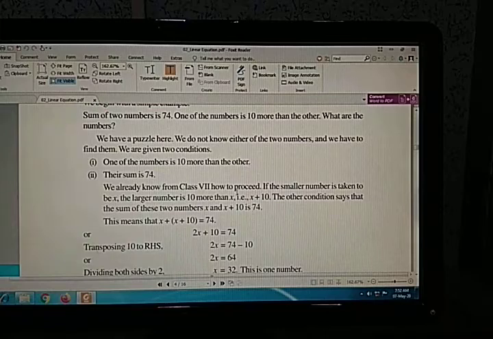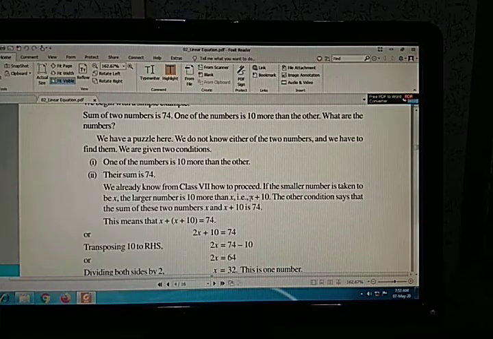Since we are given that one of the numbers is 10 times more than the other number, let us first of all consider that the smaller number be x. Here we will be considering only one variable, because this whole chapter is about linear equation in one variable. We will not be using other variables. So let us consider the smallest number to be x. And we are also given that the other number is 10 times more. That means it will be x plus 10.